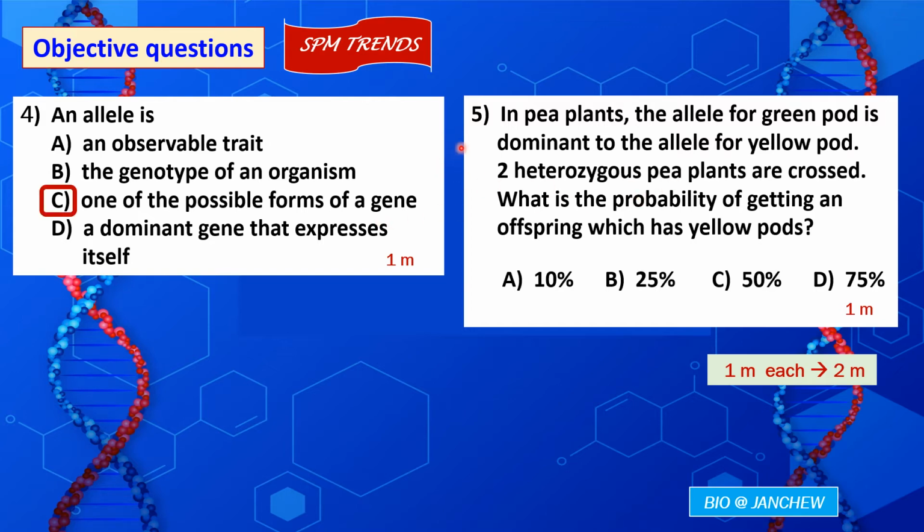Going on to the last objective question. In pea plants, the allele for green pod is dominant to the allele for yellow pod. 2 heterozygous pea plants are crossed. What is the probability of getting an offspring which has yellow pods? Okay, A 10%, B 25%, C 50%, D 75%.